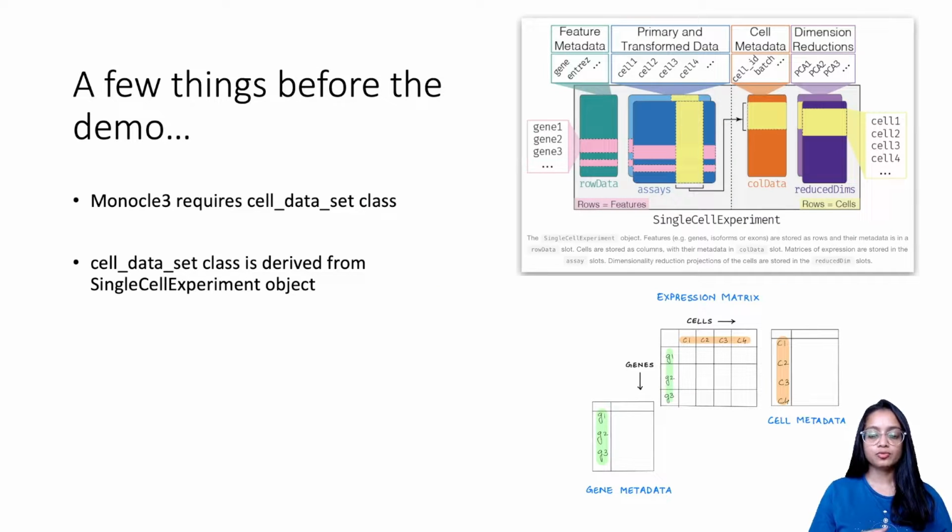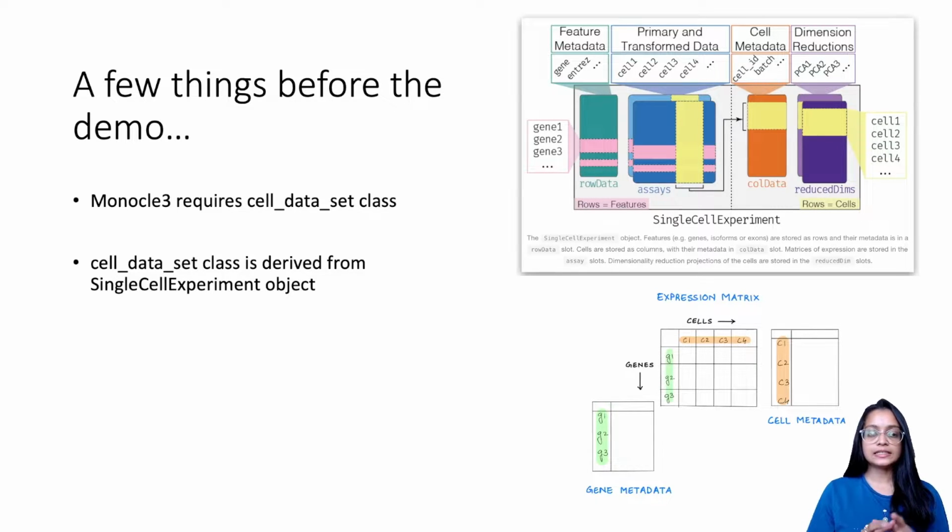An important thing to know before we jump onto the demonstration is that Monocle3 requires data to be in the form of a cell dataset class. Now, the cell dataset class is derived from the single cell experiment class. Basically, these objects are slightly different from the Seurat objects. The way that the data is organized in these objects is a little different. A good thing to know about Monocle3 is that it takes the count matrix produced by the Cell Ranger pipeline, which is often used to analyze experiments from 10x Genomics instruments.